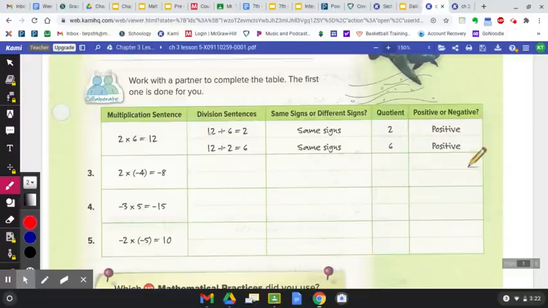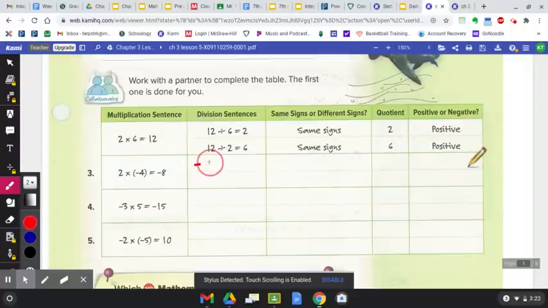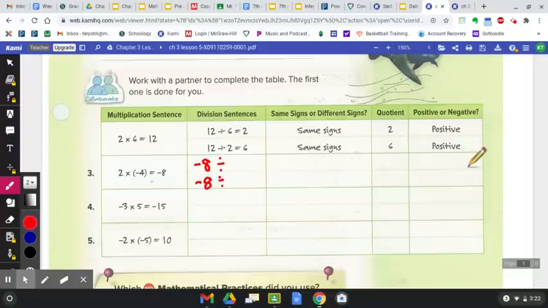So if you look here, I can take 12 divided by 6, and I get 2. 12 divided by 2 equals 6. So let's write the division sentences using this statement. I multiply these two and get a product of negative 8. That means I could take that product and divide it by each of these. Let's start with negative 8 divided by negative 4. The result should be the other factor, which is 2. And I can take negative 8 divided by 2, and I should get negative 4.